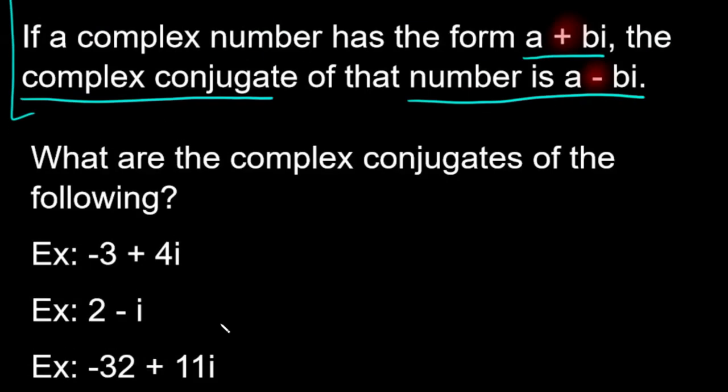So we've got -3 plus 4i. So the sign of the complex part should change for the conjugate. So the complex conjugate, the sign of the complex part will change. So this will be -3 minus 4i. Simple as that. So the next one, 2 minus i, here's the complex part. The sign changes, 2 plus i.